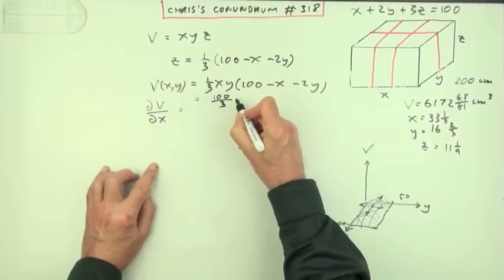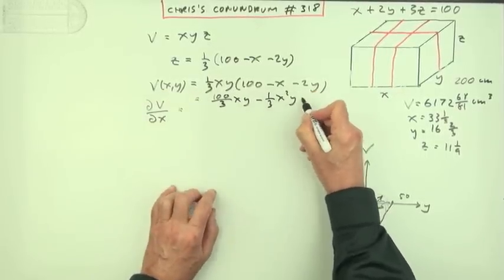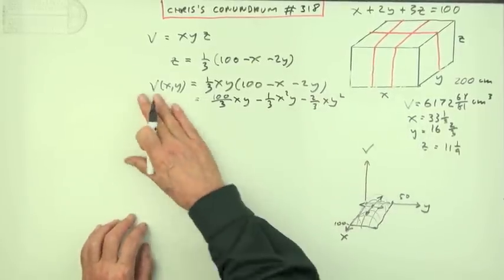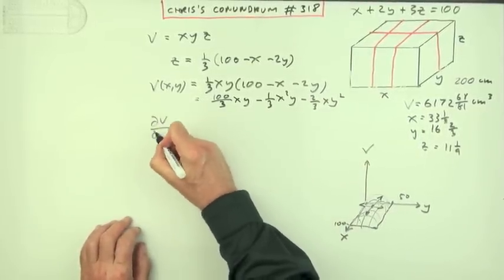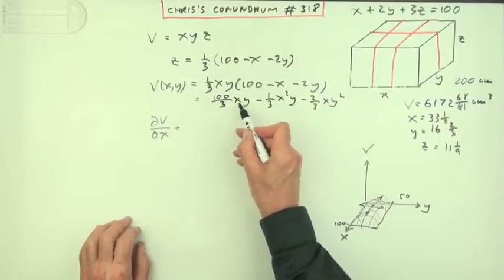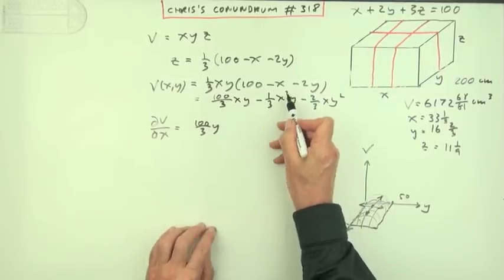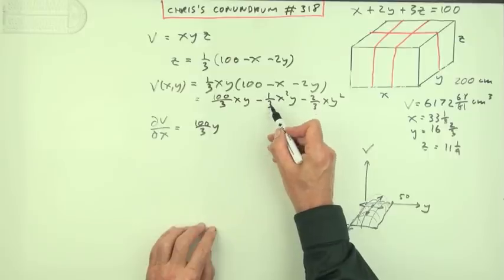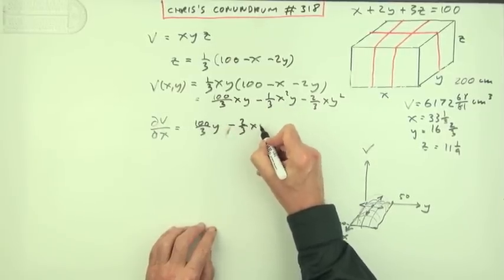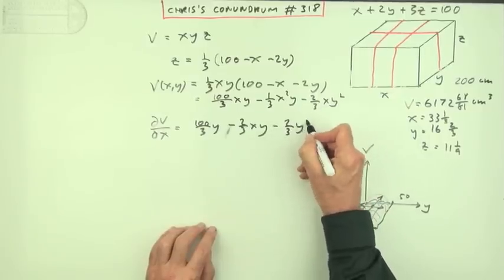That's 100 upon 3 xy minus a third of x squared y minus 2/3 of xy squared. That's a wee bit crushed up. So what's the partial derivative with respect to x? If x is the variable, that would be 100 upon 3 y. If x is a variable, it would be 2 multiplied by it, that's 2/3 of just xy. And if x is a variable, that'll be minus 2/3 of y squared.